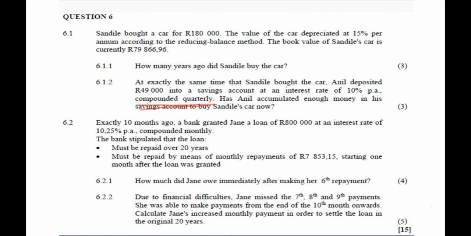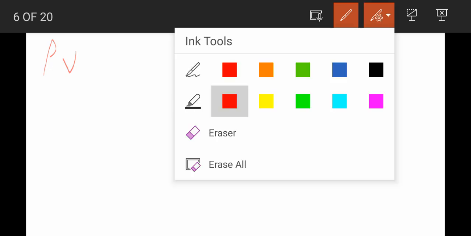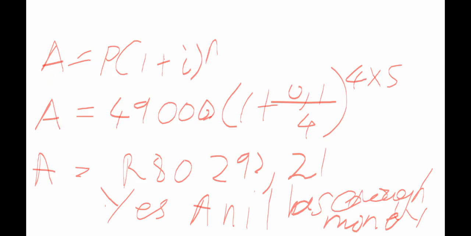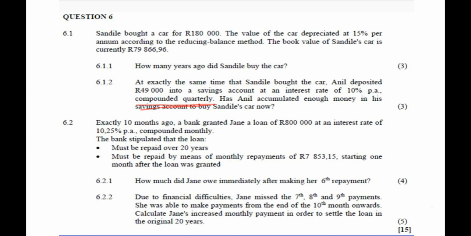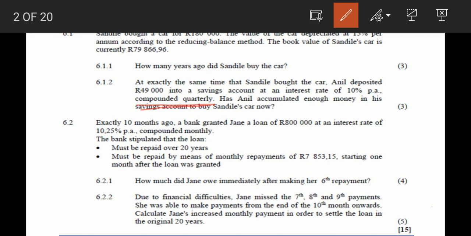Now let's check. So how do we calculate that one? First thing we know, this is a loan, so we must obviously use the present value formula. You can see this is an outstanding balance kind of question, because we are asked about the amount she owes after making the 6th payment, which means we are required to calculate how much she owes for the coming months, right, after making that 6th payment.